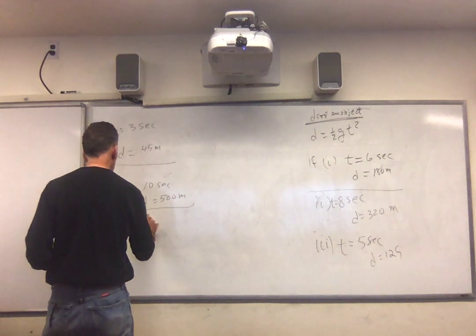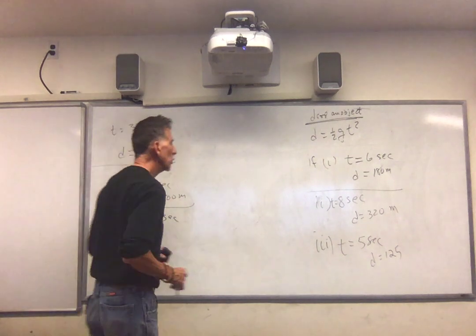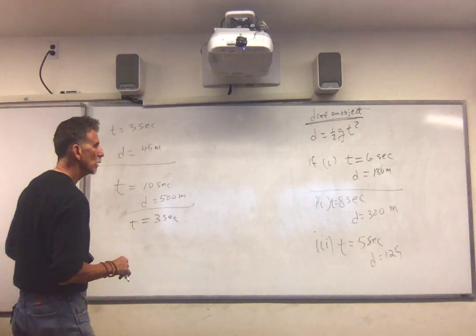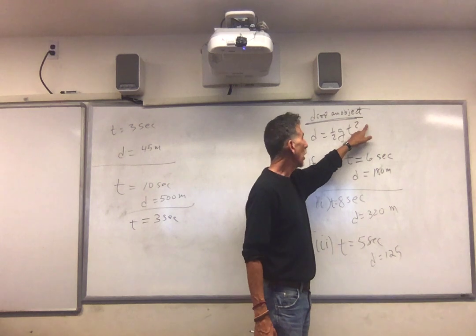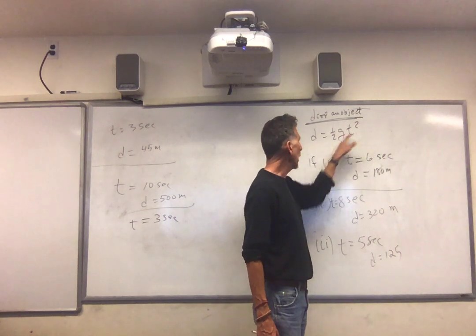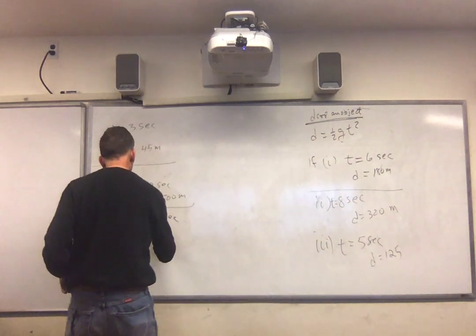Okay, suppose T is 3 seconds. 3 squared is what? 9. 10 times 9 is 90. Half of that, 45 meters.